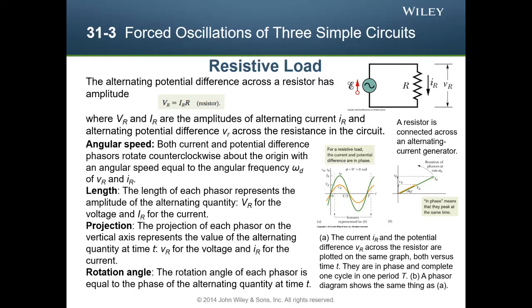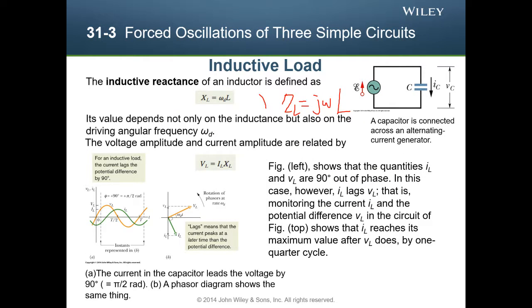And of course, this is something similar to the simple Ohm's law, V equals IR, or you can write it as Z_R equals R. It's nothing but a real number. So why will the phasor look like this? Anyone can tell me?